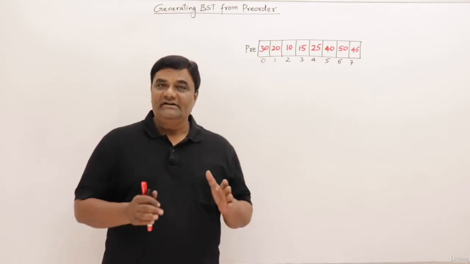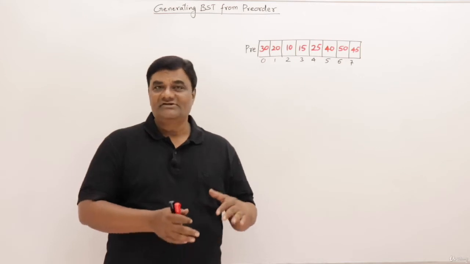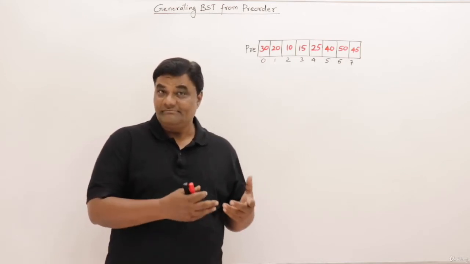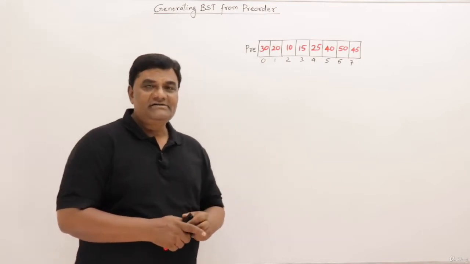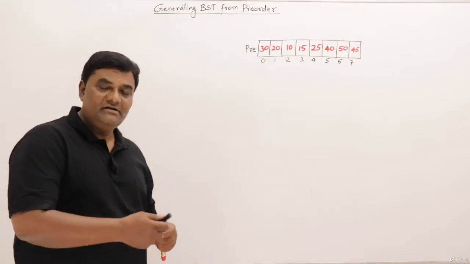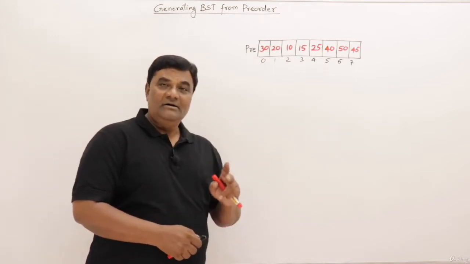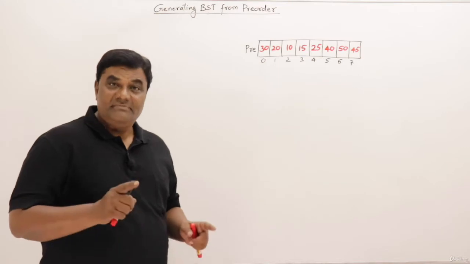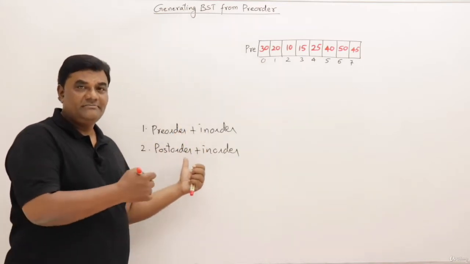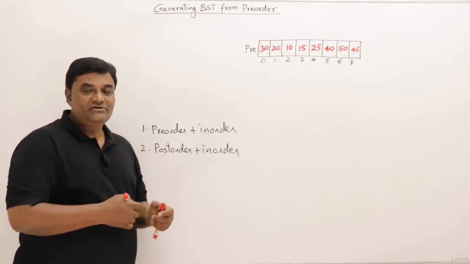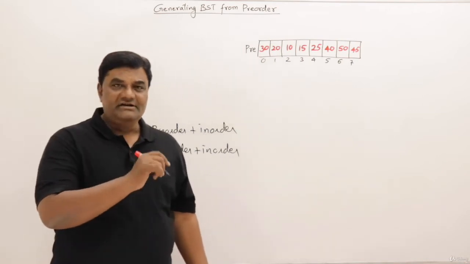The topic is generating binary search tree from traversals. A similar topic we have studied in binary trees, just binary trees. But these are binary search trees. In binary trees, we studied that for generating a binary tree, we need any two traversals, and among those, one of the traversals must be in-order: pre-order plus in-order or post-order plus in-order. Any one of these combinations must be given, then only we can generate a binary tree.